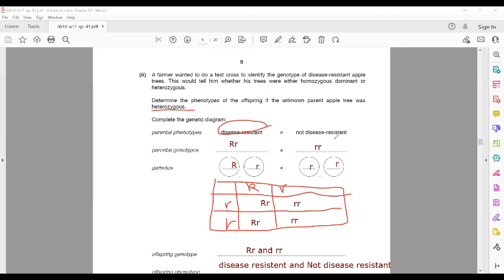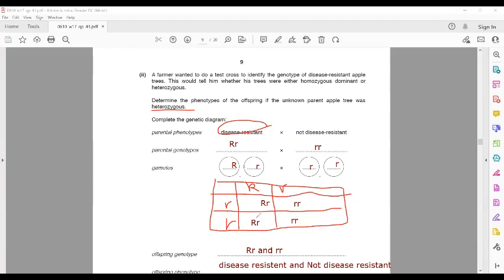The other one, which is not disease resistant, should definitely be homozygous recessive, because this is the only way that the r can express itself. Otherwise, if there is one capital R in it, one dominant, the dominant will show itself. So that is rr. Now, again, I construct this table to find out the offspring.